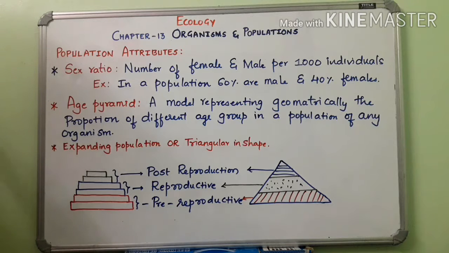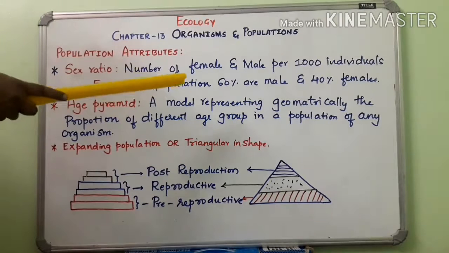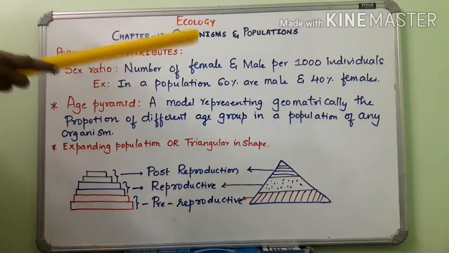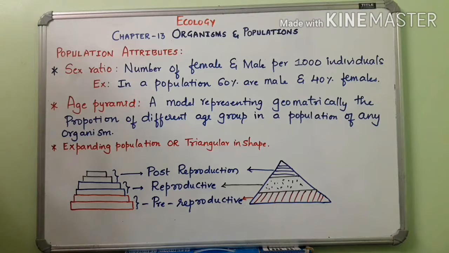Next is the age pyramid. Age pyramid is a model representing geometrically the proportion of different age groups in a population of any organism. In an age pyramid there are 3 types. One is expanding population, or triangular in shape. Second one is stable population, or bell shape. Third one is declining population, or U-turn shape. So these are the 3 important types of age pyramid.